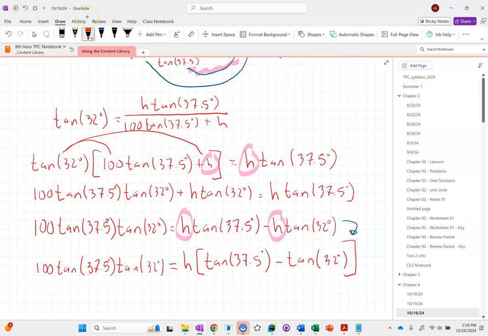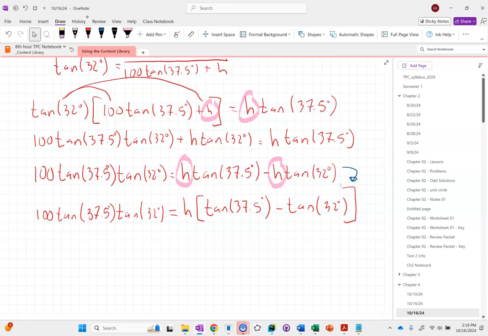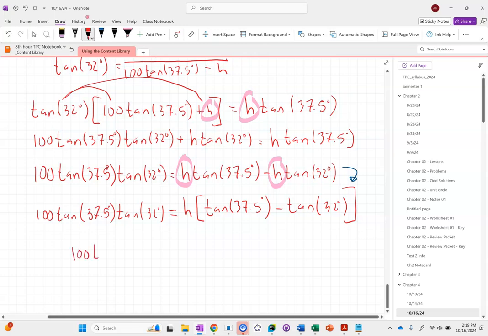All right. So to get the h now by itself, sure, I'm going to divide by tan 37.5 minus tan 32. And I'm finally at the end of this godforsaken problem.